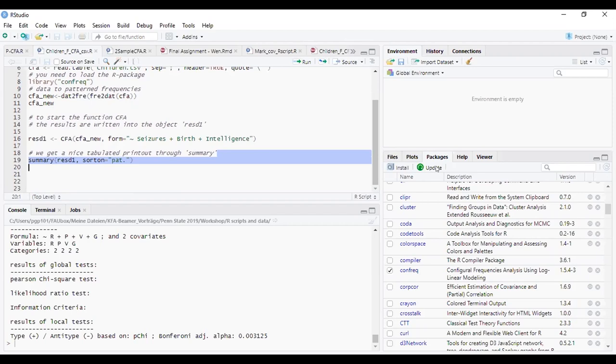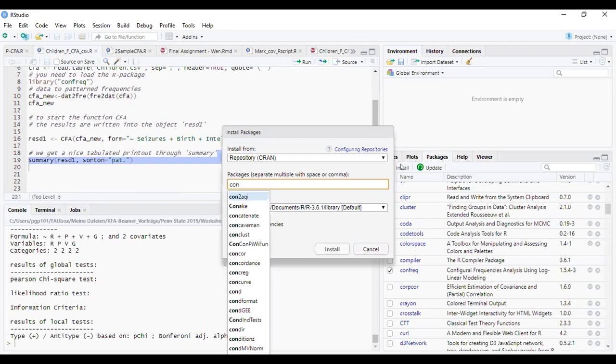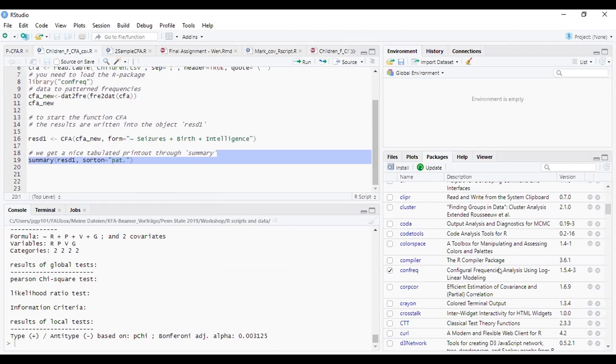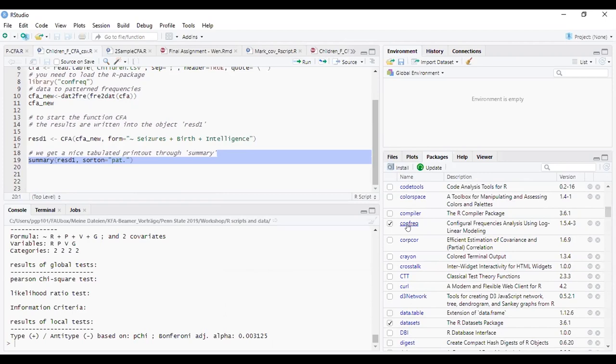So after you have installed RStudio and the base package of R, then you can search for packages. For instance, here you would type in config, and if you type in a couple of letters, you will get suggestions. And here, this is the suggestion, and then you install it. But I installed it before. You have to only install it once, but then you have to load it.